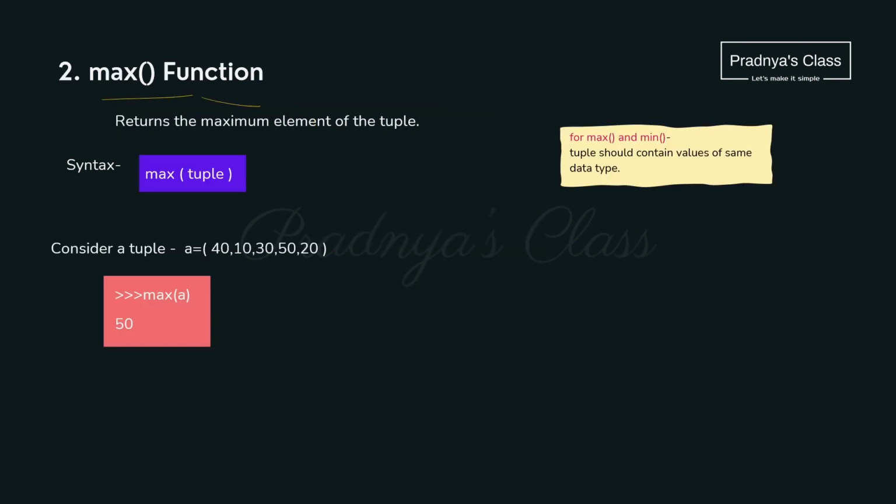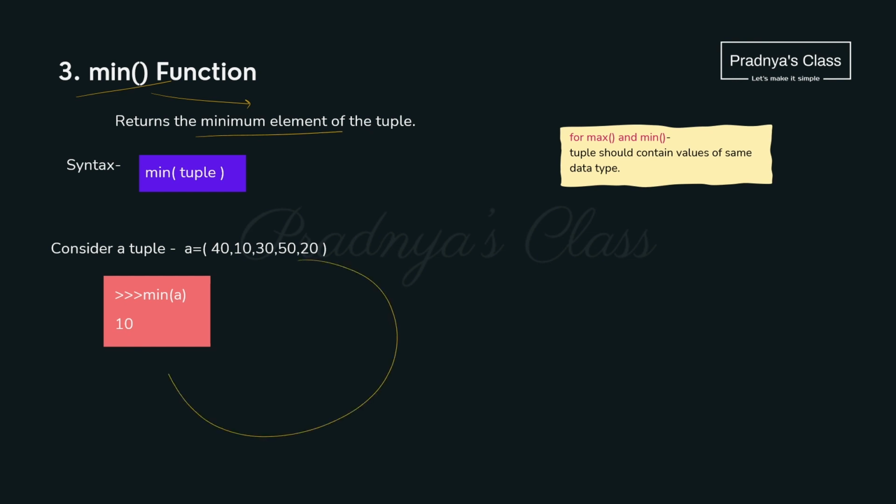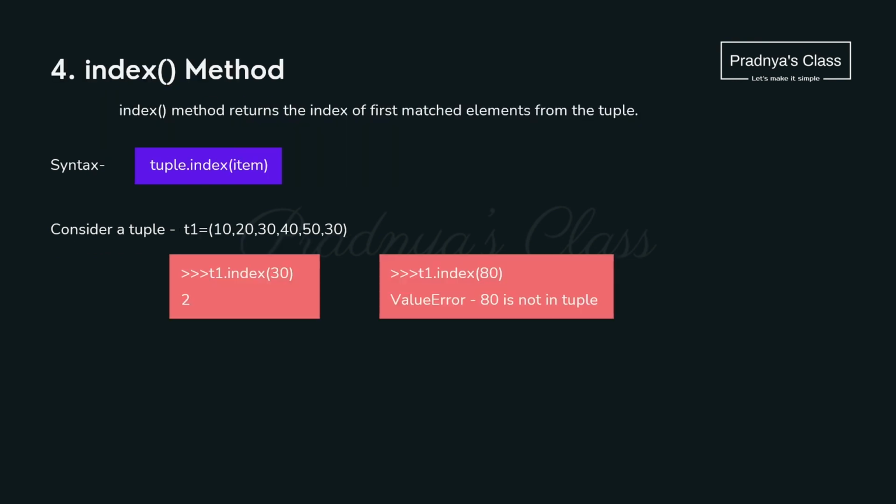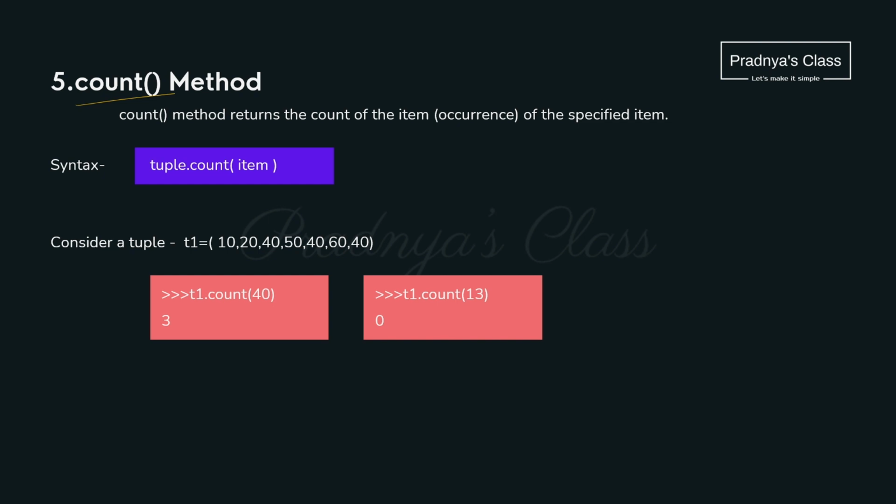With the max function, we get the maximum element of the tuple. Look at the tuple. We got 50, which is the maximum element in this tuple. As the name suggests, min gives the minimum element of the tuple. In this tuple, the minimum element is 10. With the index method, we get the index of the first matching element from the tuple. Look at the tuple. We need to find the index of the element 30 and the first match index is 2. The next function is count, with the help of which we count the occurrence of the item.